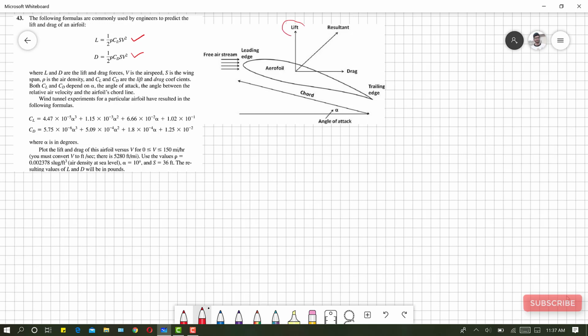So this is the lift, that is the force that is applied upward on the wing, on the aerofoil, and this is the drag. So drag is the resistance of the opposing air, that is the free air stream. And in these two equations, CL is the coefficient of lift and CD is the coefficient of drag, or lift coefficient or drag coefficient. Rho is the density of air and S is the wingspan.